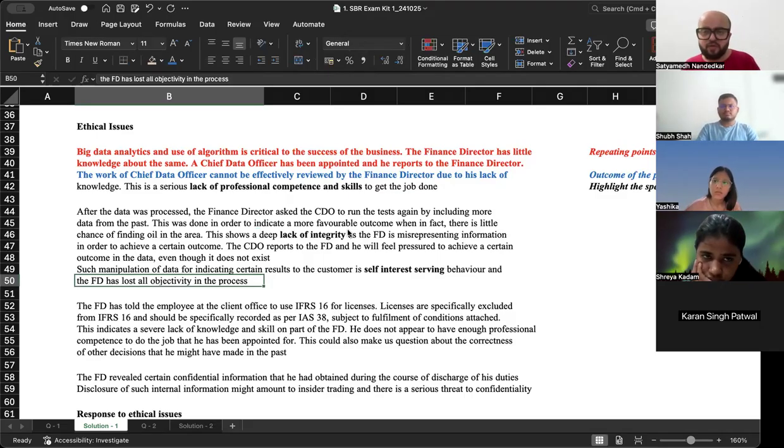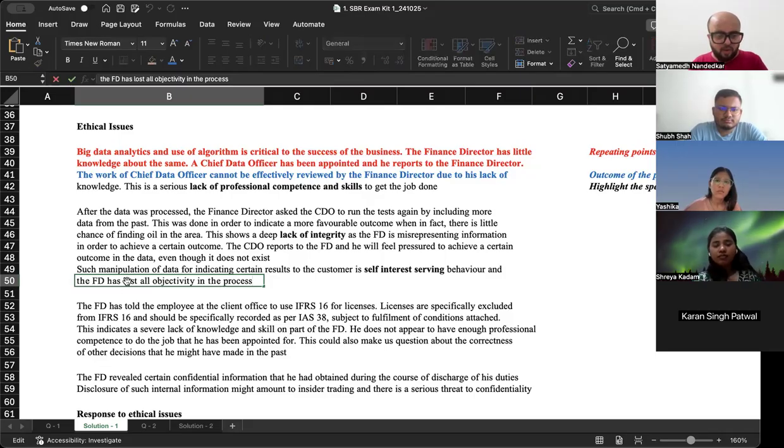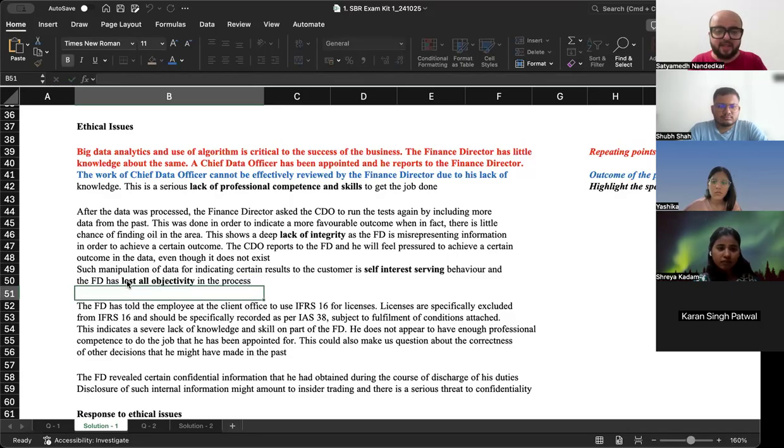See, one, he doesn't have a choice, but it will tilt the outcome in his favor. So he can manipulate the financial statements. He will end up selling something to a customer when in fact that site is not worthy of being licensed out. And he wants to achieve a certain target, and that means he has lost all sense of objectivity in the process. Okay, lack of integrity and lost all objectivity. These are the points that should be highlighted.